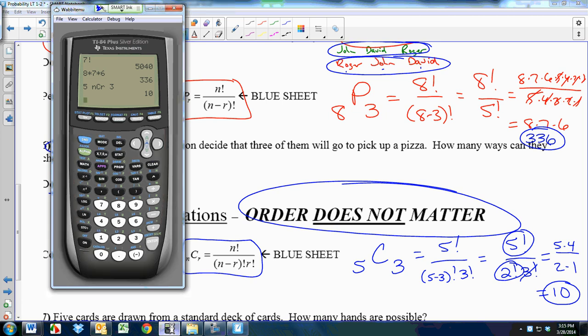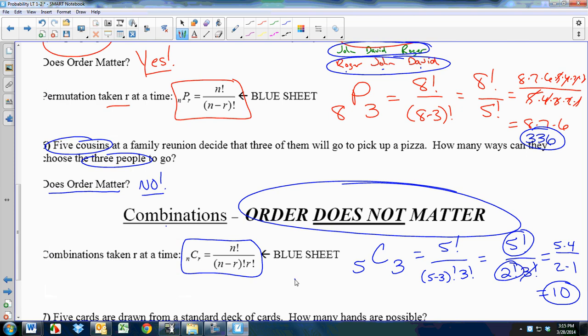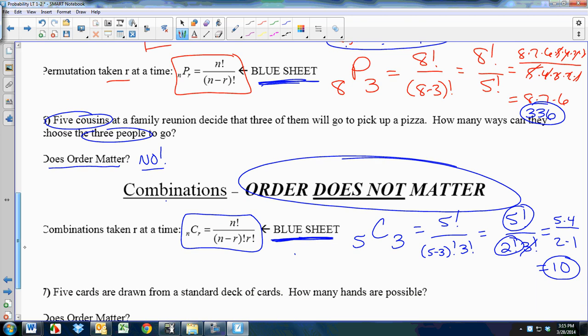Make sure you don't abuse the calculator and use it all the time, because there will be questions where you have to use the formula. The formulas are, like it says here, on the blue sheet. They're on your formula sheet that you get to use at the end of the year, on the end of course. So you've got to know how to use those too.